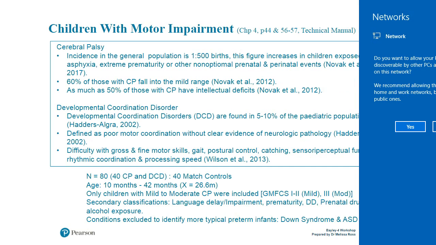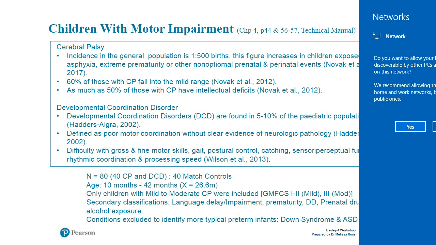The incidence of cerebral palsy in the general population is 1 in 500 births. This figure increases in children exposed to asphyxia, extreme prematurity, or other non-optimal prenatal and perinatal events. 60% of those with cerebral palsy fall into the mild range. As much as 50% of those with cerebral palsy have intellectual deficits. Developmental coordination disorders are found in 5 to 10% of the pediatric population, defined as poor motor coordination without clear evidence of neurologic pathology.